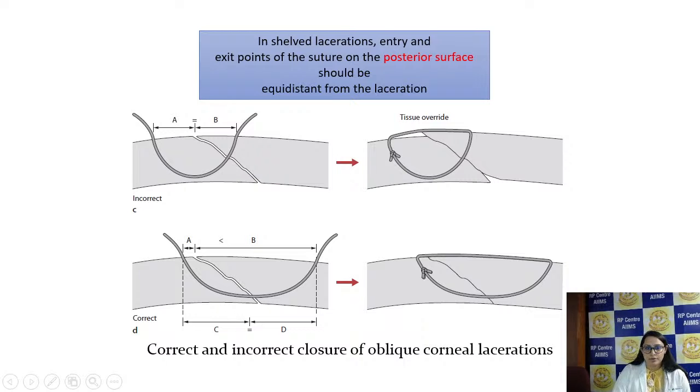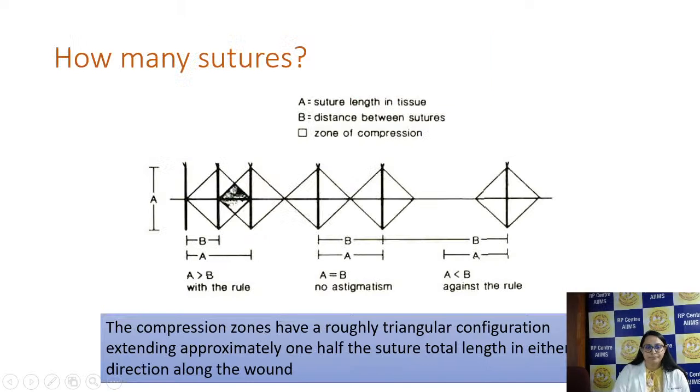However, this rule does not hold true for shelved lacerations or oblique lacerations, where the entry and exit points of the suture on the posterior surface should be equidistant. So here image D depicts the correct technique of suturing, where we see that C is equal to D, that is, on the posterior surface, the distance from the cornea is equal. However, on the anterior surface, it is different. Whereas in image C, if we see the anterior distance is equal, then it leads to overriding of tissues.